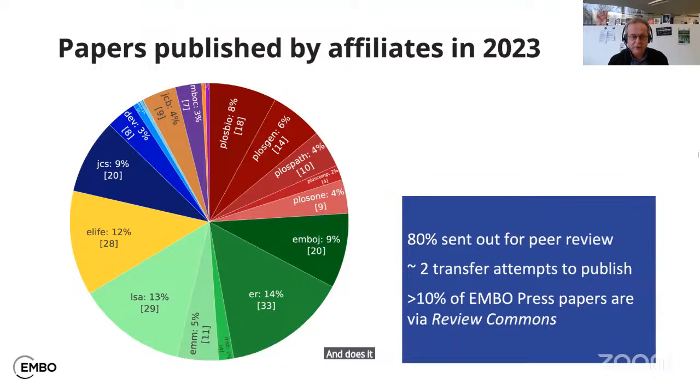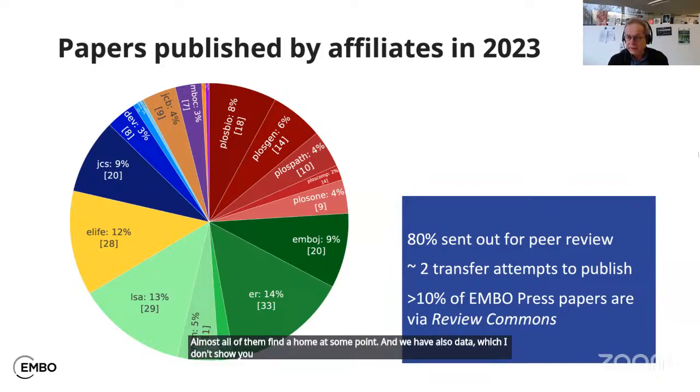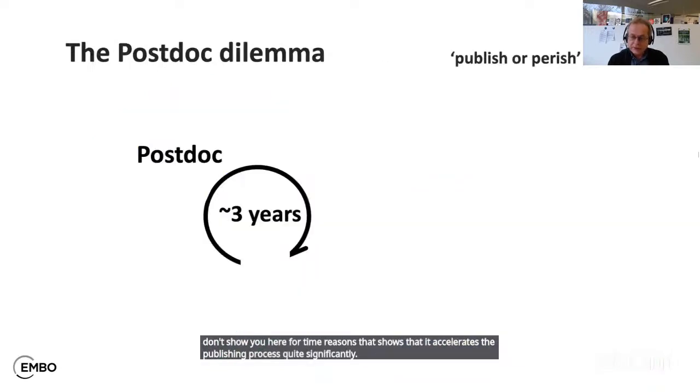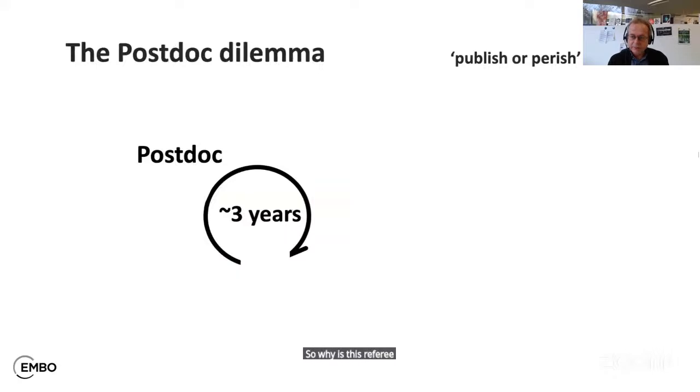Yes, all these journals get papers through review comments. Almost all of them find a home at some point. And we also have data, which I don't show you here for time reasons, that shows that it accelerates the publishing process quite significantly. So why is this refereed preprint really powerful?